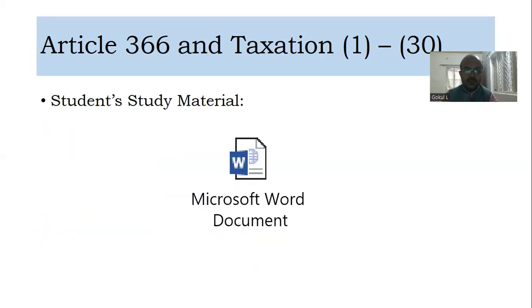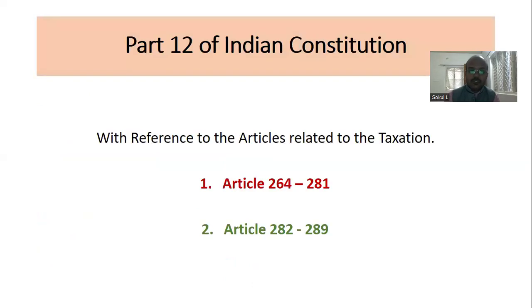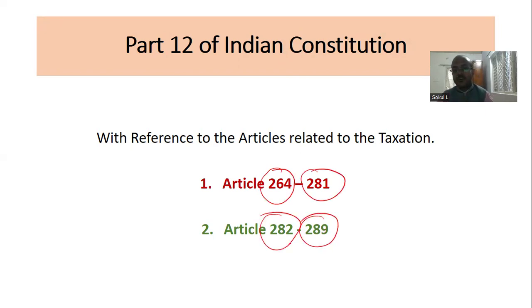All right, so here we have a study material. You can just go through that. Next, Part 12 of the Indian Constitution, as I told, is a very important spine of taxation, because here you find the articles and provisions related to taxation. All right, so for our understanding, we have divided the articles into two sets: 264 to 281, and 282 to 289. Two sets of articles we have decided for our better understanding.